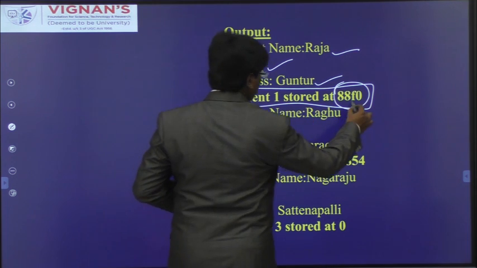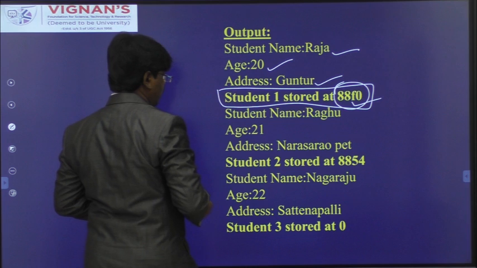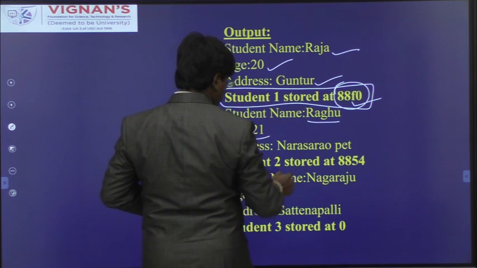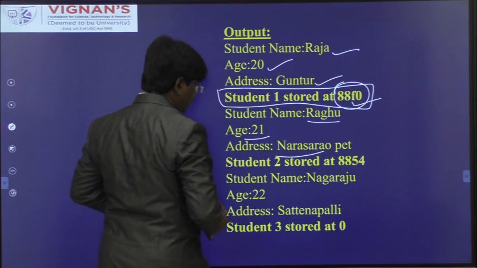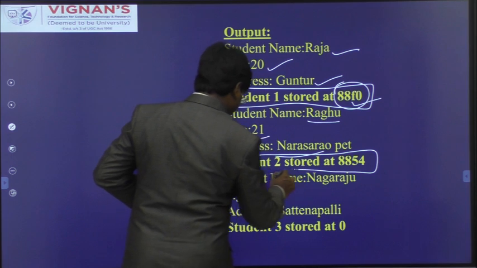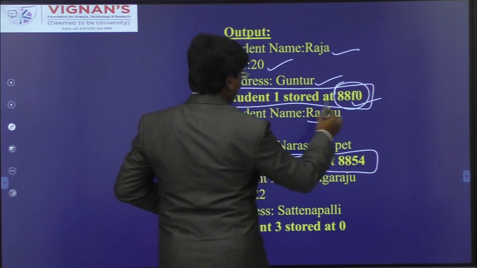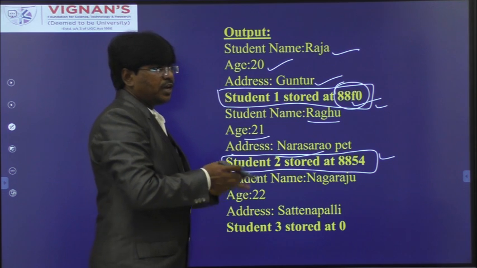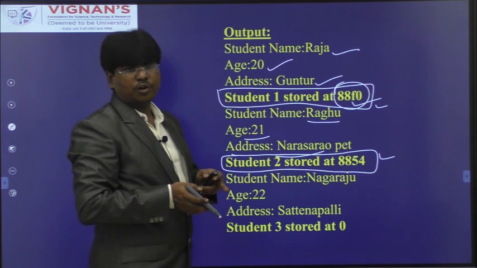Okay, so that's why it has printed student 1 stored at 880. After that, Raghu, second student, 21 age, address is Nasraupet. After that, student 2 address will be printed with the help of pointer here. So what you have to observe, by using the structure pointer, it is self-referencing itself of all the members.